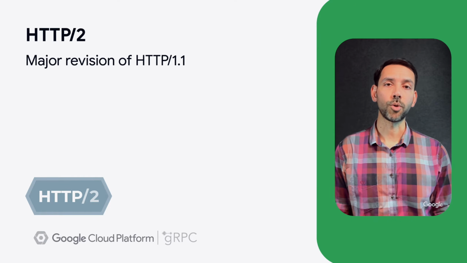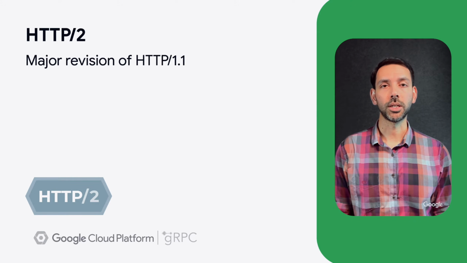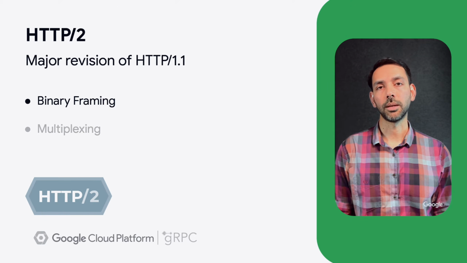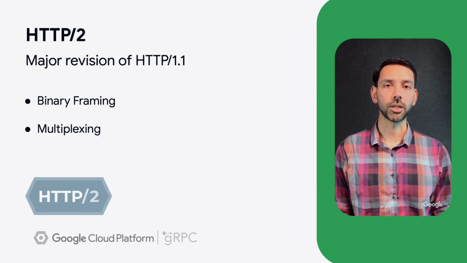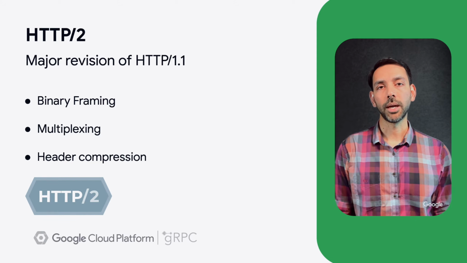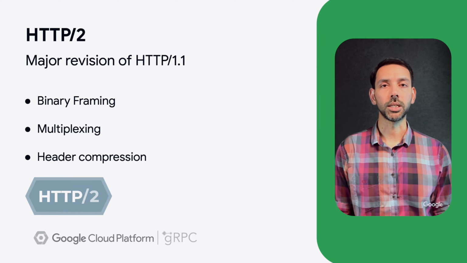HTTP2 started as a project named Speedy, whose motivation was a faster web. HTTP2's performance gains can be put down to three major things. Requests and responses are transmitted in binary format. Different request and response messages can be multiplexed on a single connection. Headers are compressed by default using HPACK. gRPC uses HTTP2 as its transport. What this means is that gRPC requests and responses are transmitted as HTTP2 frames.